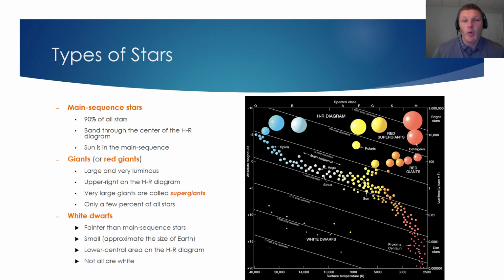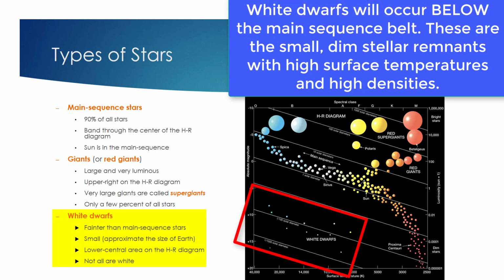The final star type that we'll consider in this podcast are white dwarfs. In fact, the ultimate fate of our Sun is to become a white dwarf. The white dwarfs are much fainter than main sequence stars. And if you look towards the bottom portion of this diagram, you'll see all the white dwarfs. All of your white dwarfs will have low luminosities and low absolute magnitudes. These stars are also small, many of which have sizes comparable to planet Earth.